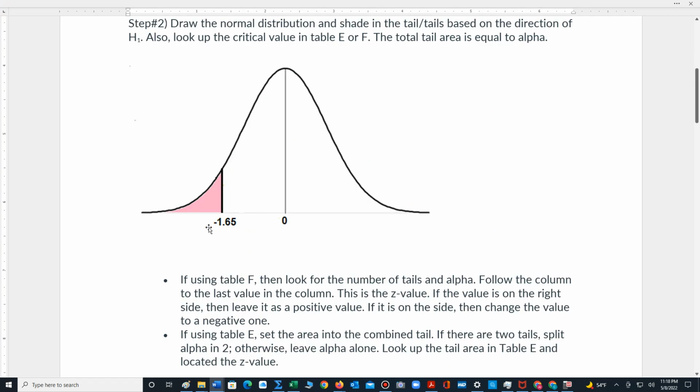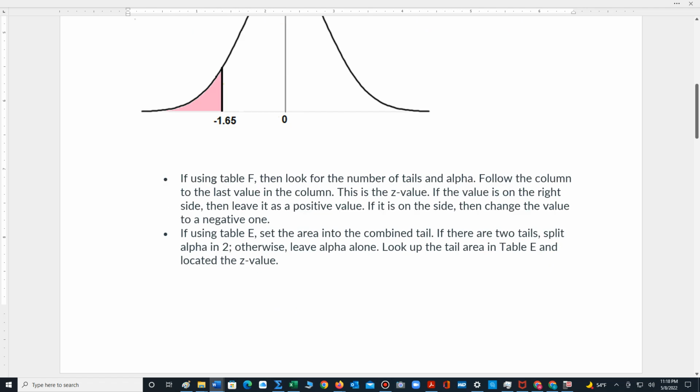It's negative 1.65. And the critical value separates the shaded region, which is known as the critical region, from the unshaded region, which is known as the non-critical region. So remember, we have two processes that we can use. Table F is the easier method. Table E will work in all cases, but it's a little bit more involved in terms of finding the critical value.